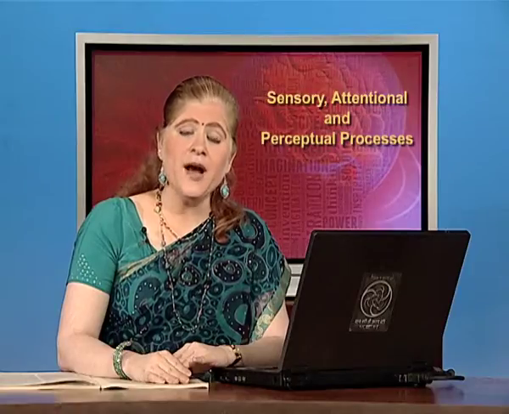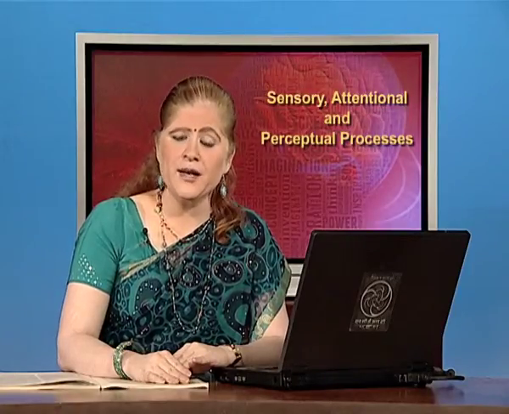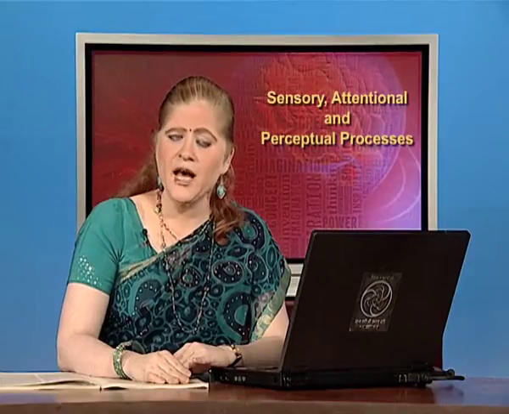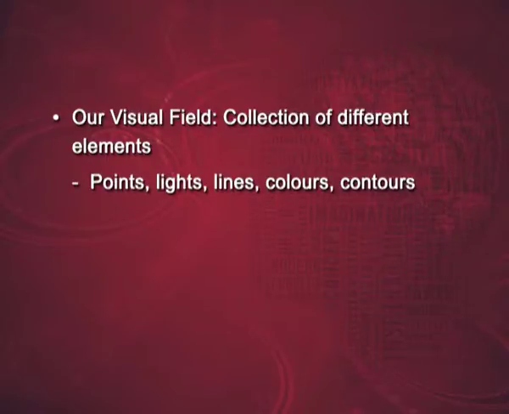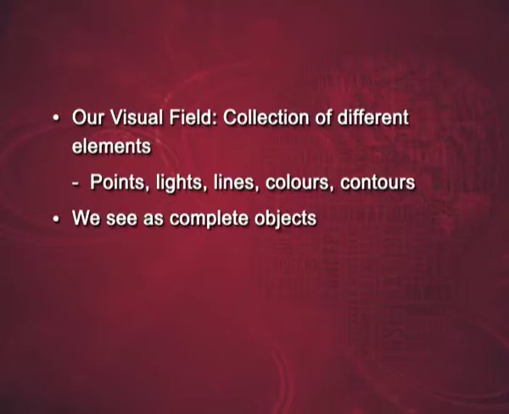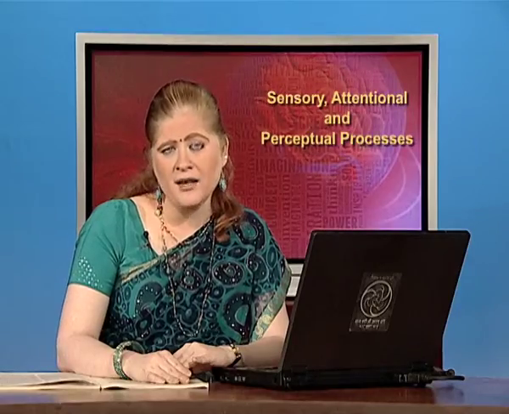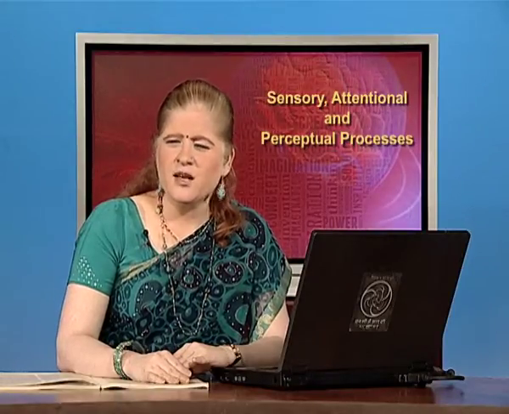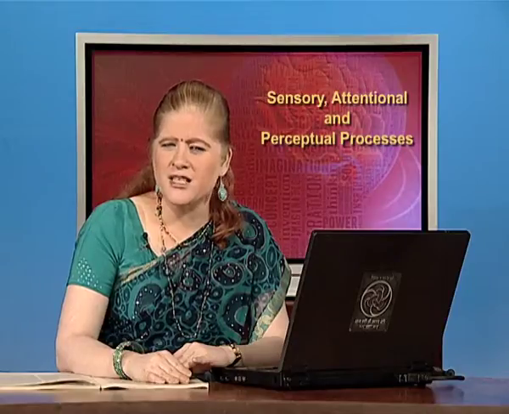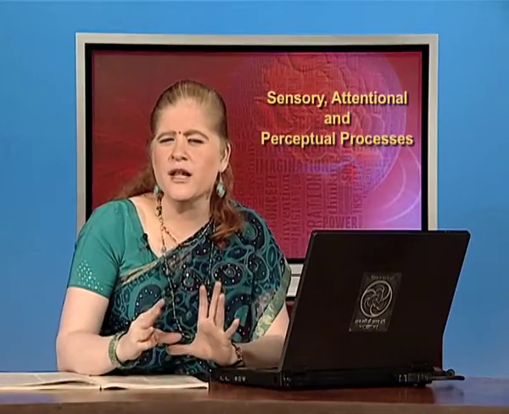You might have noticed a very interesting phenomenon now that you understand a bit about sensation and perception. Our visual field is actually a collection of different elements like points, lights, lines, colors and contours. But we see these as complete wholes. We see them as complete objects and not as parts. For example, you say this is my cycle. You do not say these are pedals, saddle, chain, basket, carrier, seat and then all that together makes a cycle.